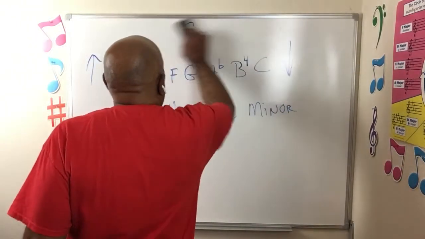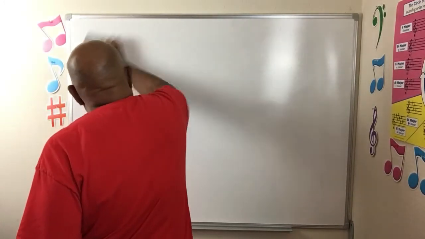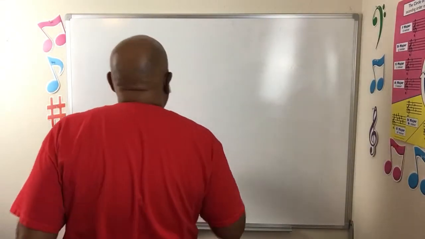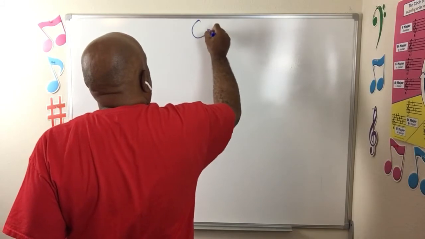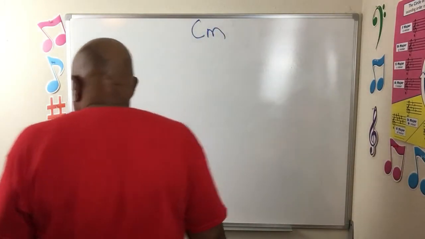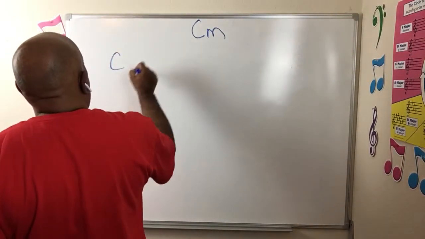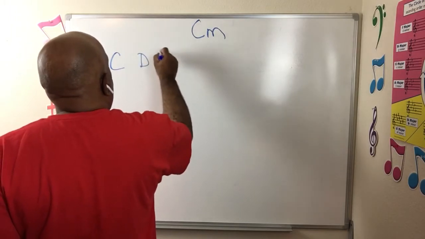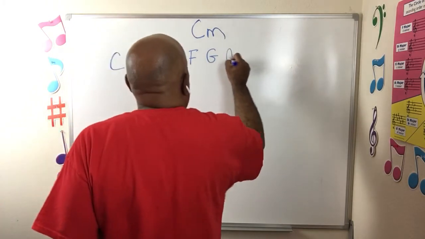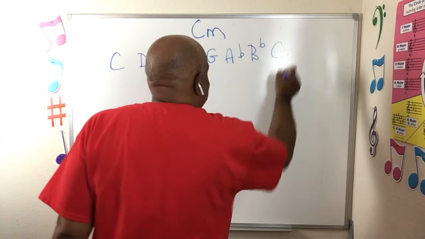Now, we go to the melodic minor. We're still in the key of C minor now. Our relative major is E flat. So we're still in C minor. So we're going to look at the melodic minor now. Now, in the melodic minor, let me put it up here. So we have C, D, E flat, F, G, A flat, B flat, and then C.